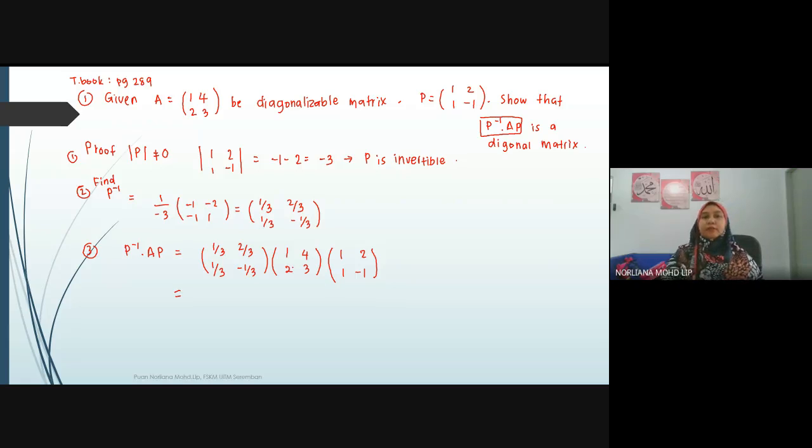Okay, cari yang ni berapa? P inverse times A times P. So we have the diagonal matrix, 5, 0, 0, negative 1.